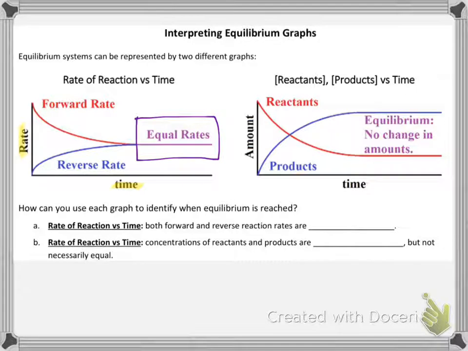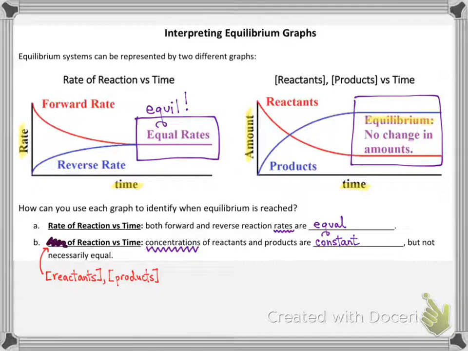reverse rates are equal. However, another type of graph we use commonly shows the concentration of reactants and products versus time. And it's important to recognize that equilibrium will be reached when they are not necessarily the same concentration, but they are a constant concentration. Oops, small typo in the notes down there.